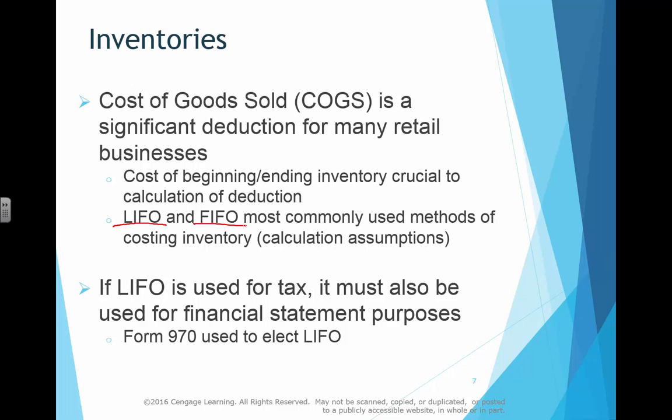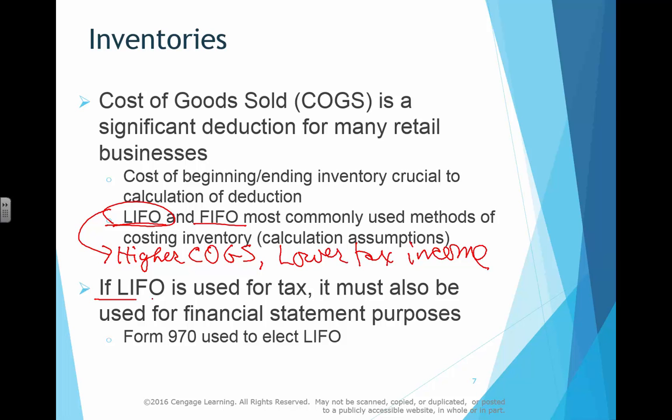Almost all businesses choose LIFO as their costing method, and the reason is, of course, as I just said, LIFO gives you, in a period of inflation, a higher cost of goods sold. So if you've got a higher expense, that leads to a lower taxable income. With that in mind, if you use LIFO for tax purposes, it's also required that you publish your GAAP statements using LIFO.